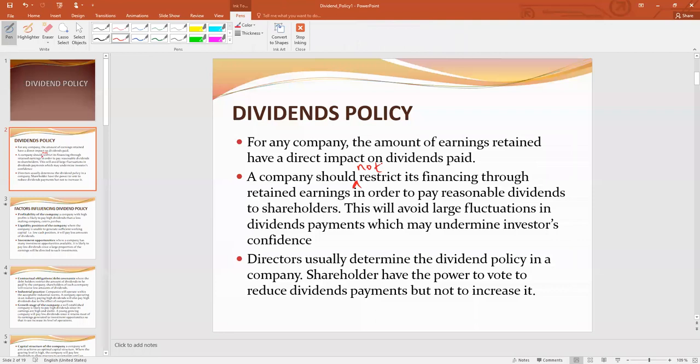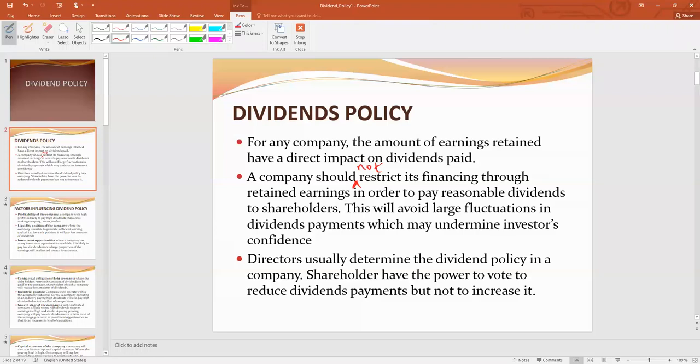So the company definitely should not restrict all its financing through the dividend. Why? Because shareholders want to be paid the dividend. You cannot take all the earnings of the company and use them to finance your investment. So you have to strike a balance.